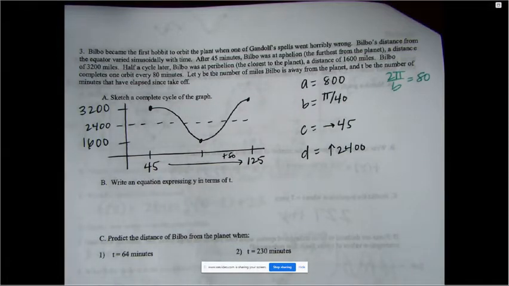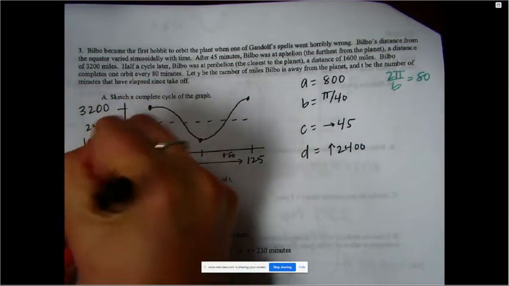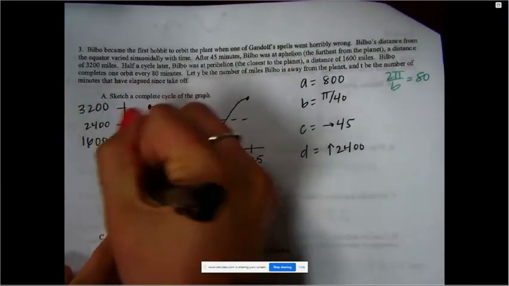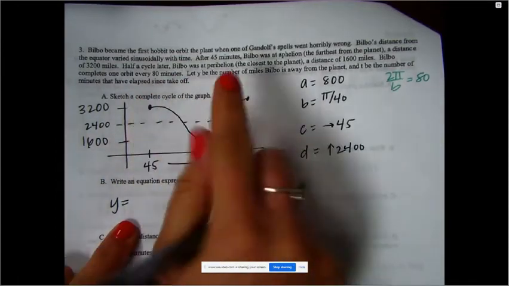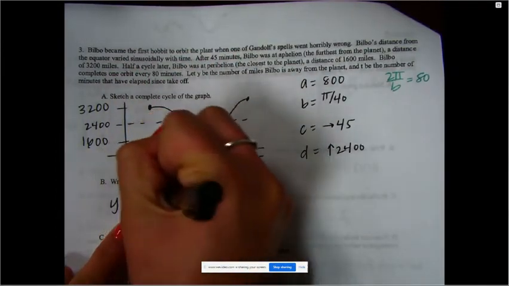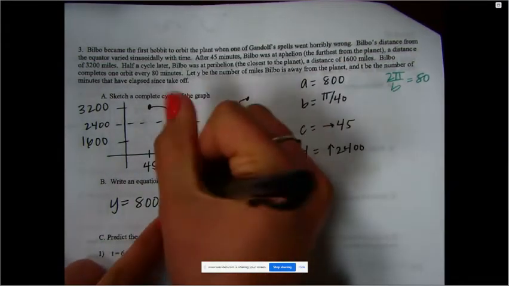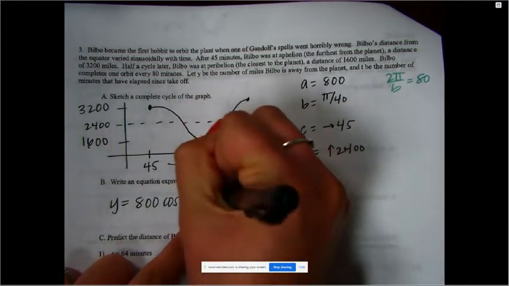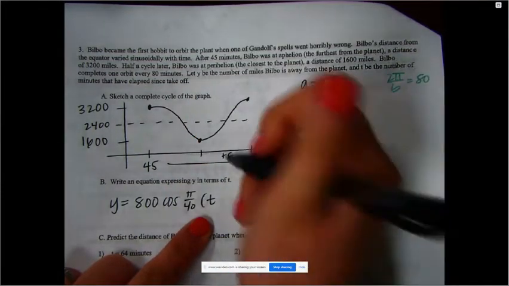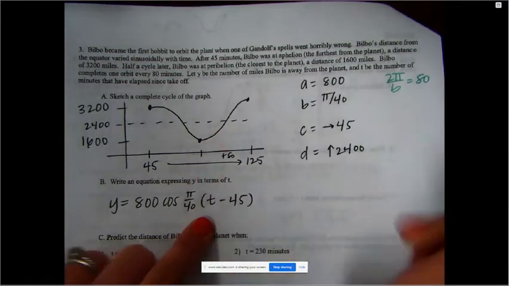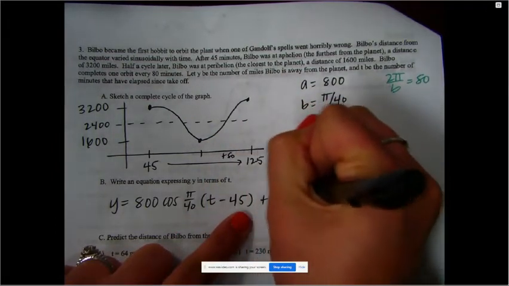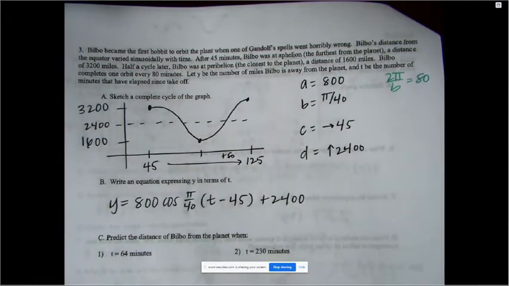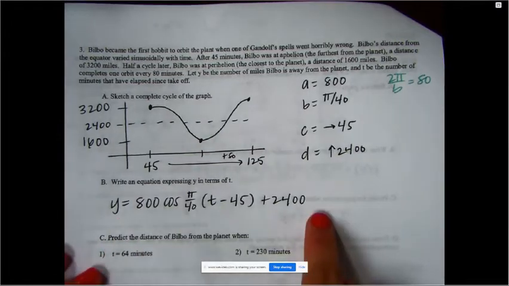Okay, so if I'm going to write my equation in terms of t, I'll start with y equals the amplitude. This is a positive cosine because it's max to max. So 800 cosine. B is pi over 40. In terms of t, so my variable is t, to the right 45, so minus 45, and then up 2,400, so plus 2,400. Now what we're going to go ahead and do is go into Desmos and type in the equation.